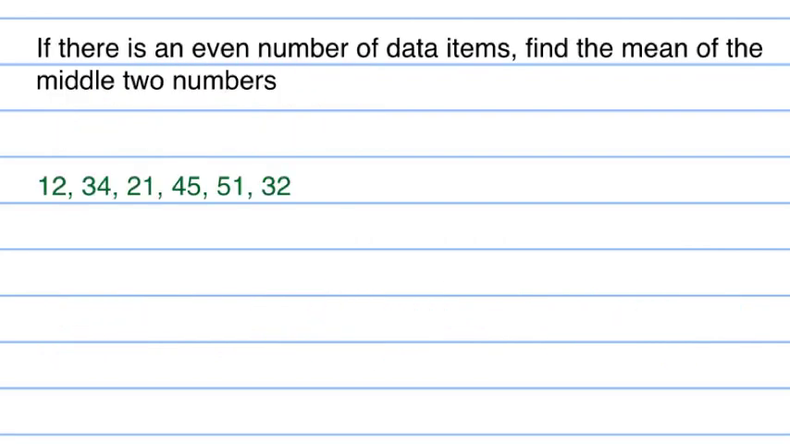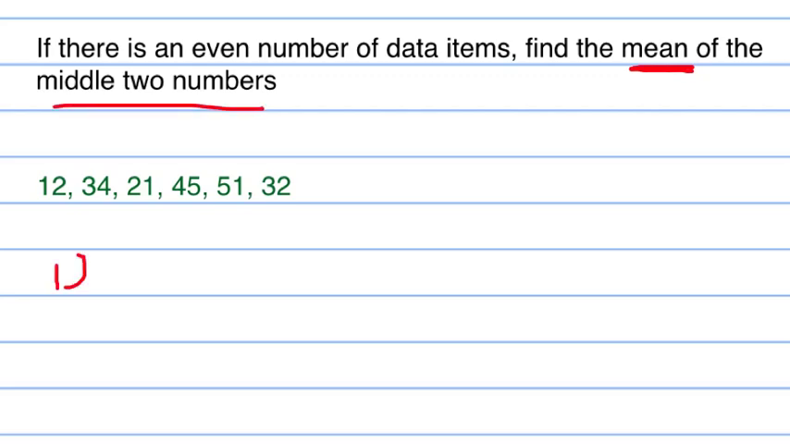Okay, let's look at this example. Now we have an even set of data items, and we need to find the median. And what we're going to do is we're going to put them in order, again, from least to greatest. And then we're going to find the mean of the middle two numbers. Okay, so let's put these in order.